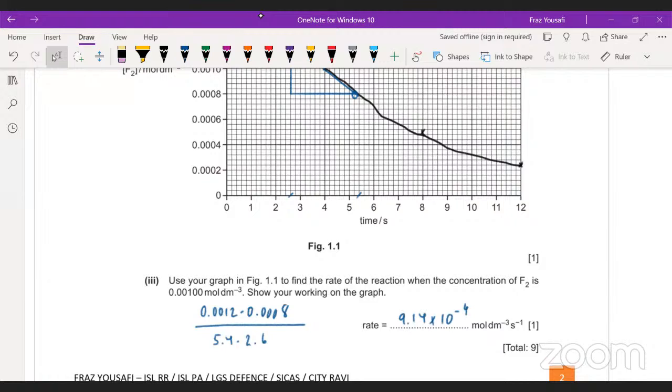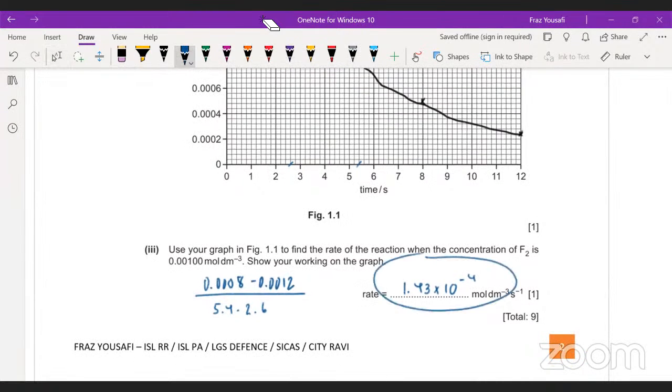The one mistake that I've made is I've done the opposite of what I should have here. This should have been the final value minus the initial value. And the value that you end up getting in turn is 1.428. We'll make it 1.43 times 10 to the negative 4. So this ends up being my calculated rate using the understanding.